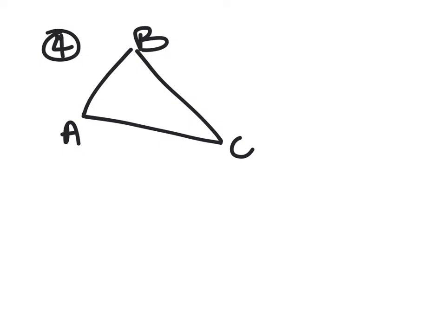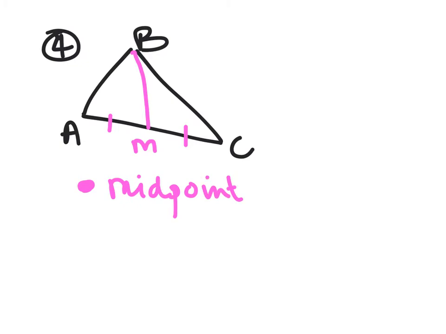Okay, first thing you have to do is to find the equation of median BM. So median BM is a line through B that cuts that side in half. Median means middle, so middle of the other side. So what's the process that we're going to go through? We're going to work out the midpoint of AC, that's your M.